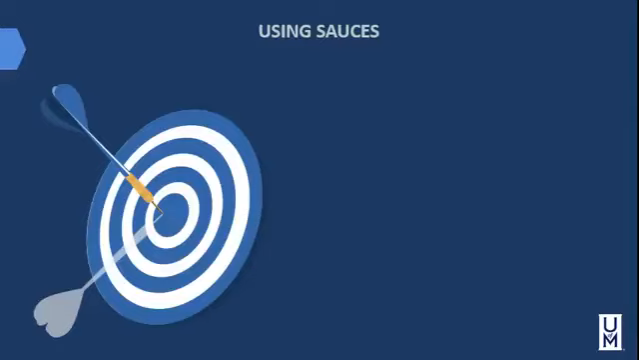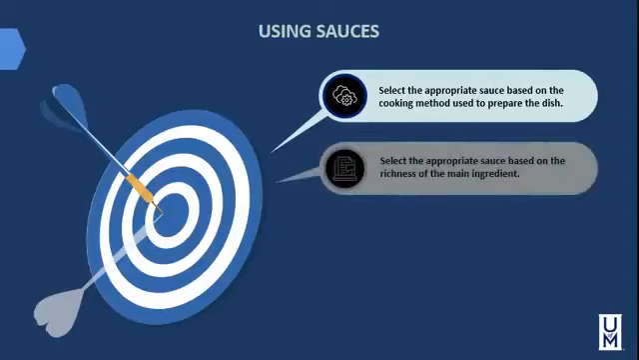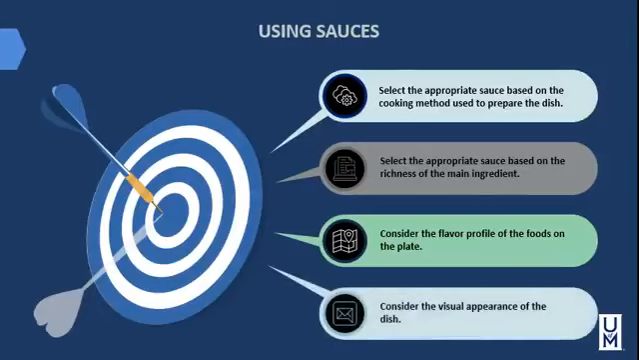So let's discuss some of the axioms involved when using sauces. Select the appropriate sauce based on the cooking method used to prepare the dish. Select the appropriate sauce based on the richness of the main ingredient. You don't want a sauce that's richer than the main ingredient. Consider the flavor profile of the foods on the plate. And then consider the visual appearance of the dish.